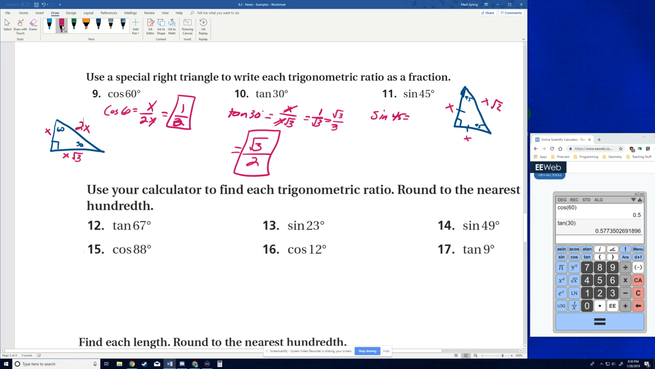So once we label them, sine 45, let's do the top 45. Opposite is x over hypotenuse, which is x root 2. They cancel, so we get 1 over root 2. Rationalize, and we're going to end up with root 2 over 2. All right, so we can get it exactly, and so we did. So we see that we can do that.